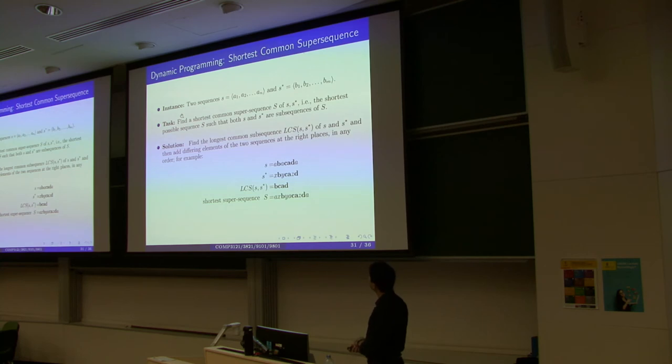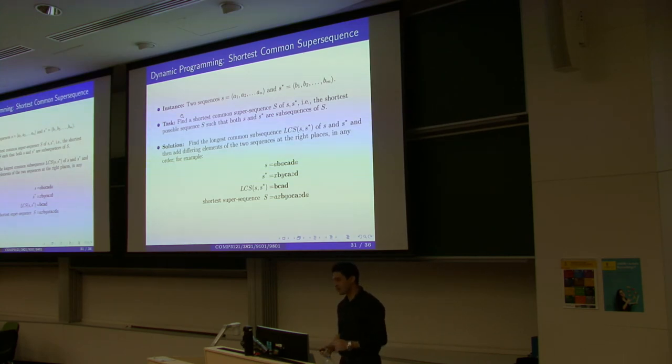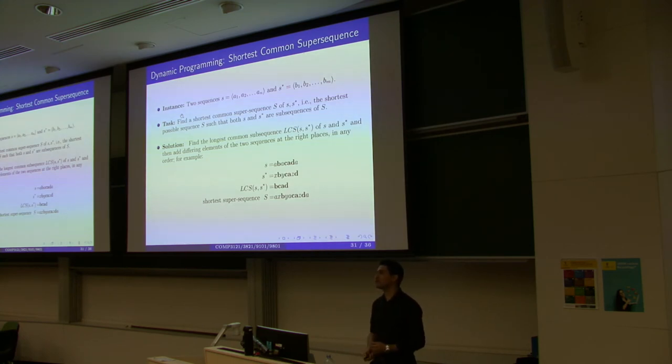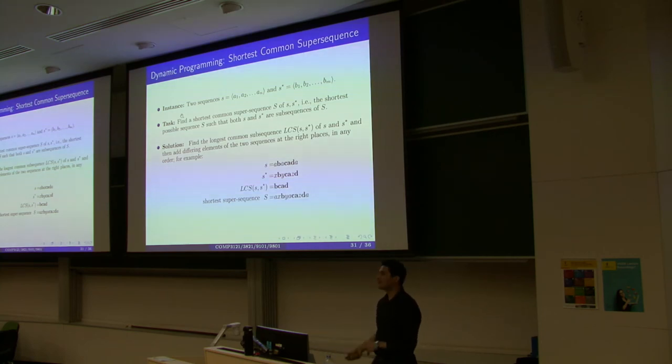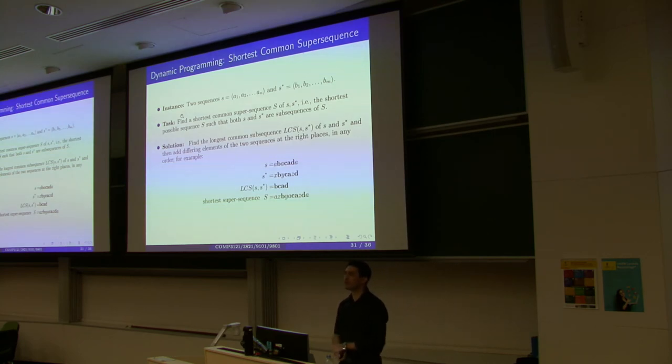And why is that? What you do is you find the longest common subsequence of S and S star. So for example, if S is this and S star is this, you can find the longest common subsequence, which is B, C, A, D. And in order to find the shortest common supersequence, you simply add the corresponding letters or symbols which were not present in this entry accordingly in this, and you find the shortest common supersequence. So just by knowing how to solve longest common subsequence, you can also find shortest common supersequence. So this is again an example where you do not have to design a special algorithm for each problem separately. You can simply reduce one problem to another, and this is a very valuable technique in computer science.